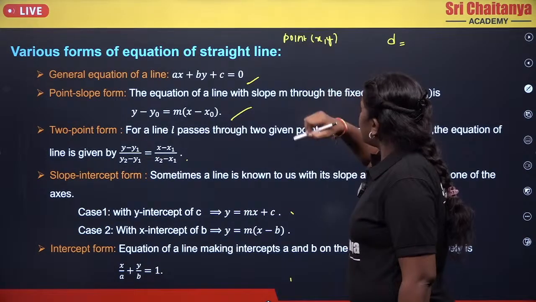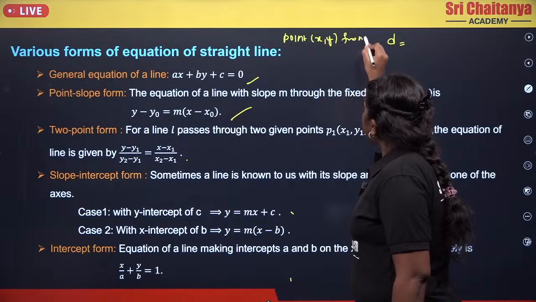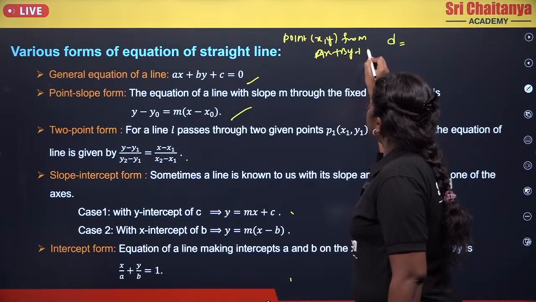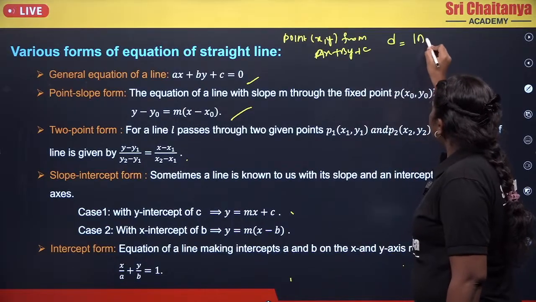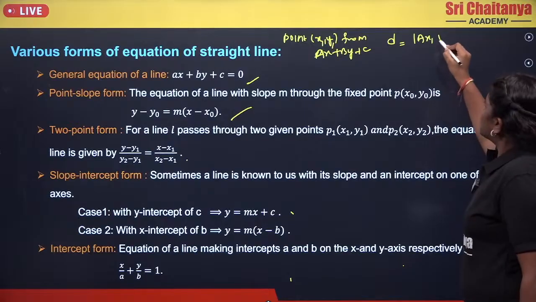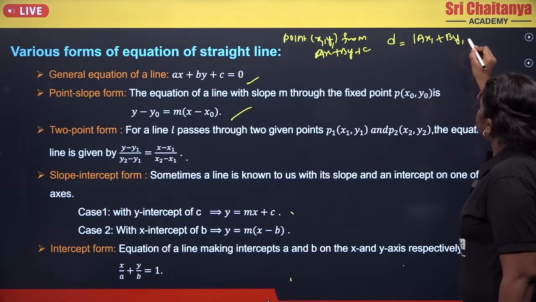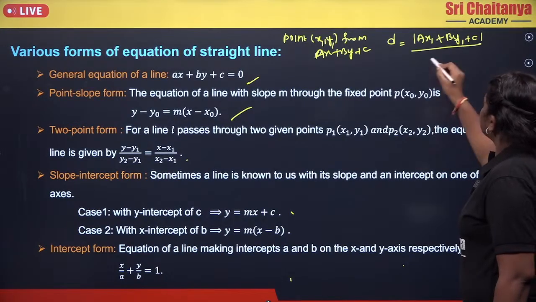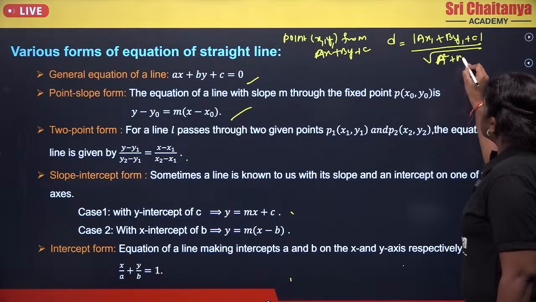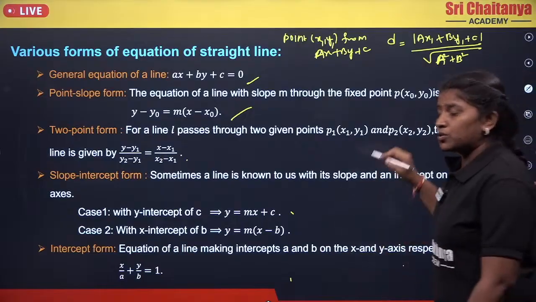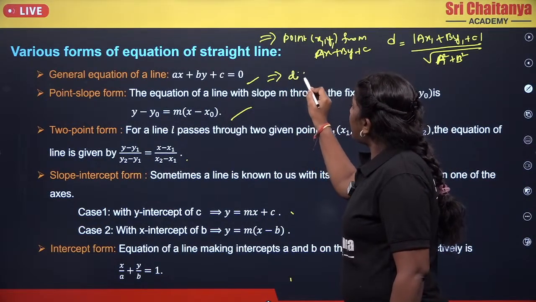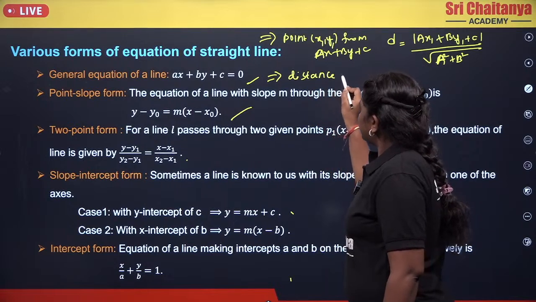Now coming to the extension of these, we have the perpendicular distance of your point (x1, y1) from a line ax + by + c = 0, which will be given by the modulus of ax1 + by1 + c divided by root of a square + b square. Now coming to another application, we have the distance between parallel lines.